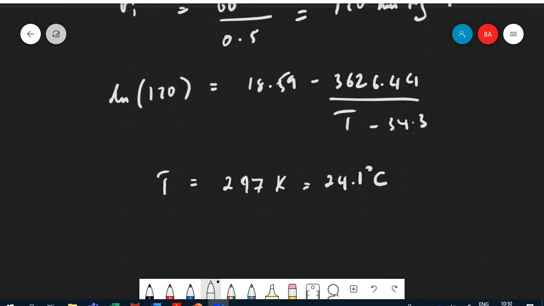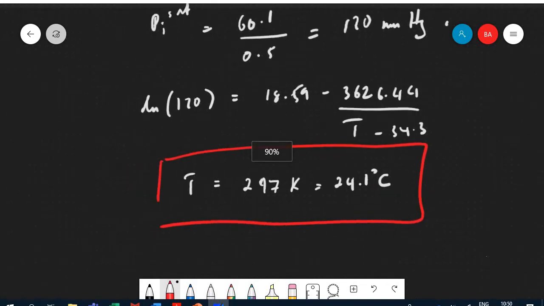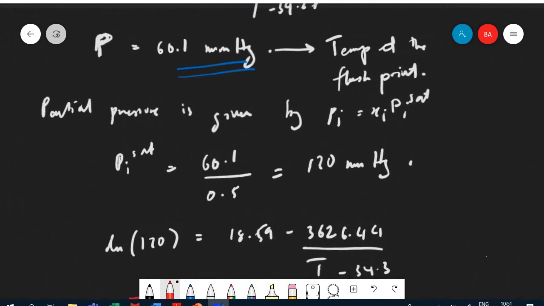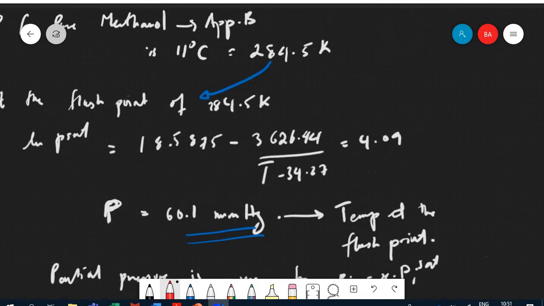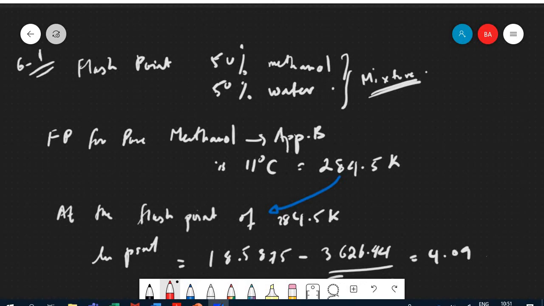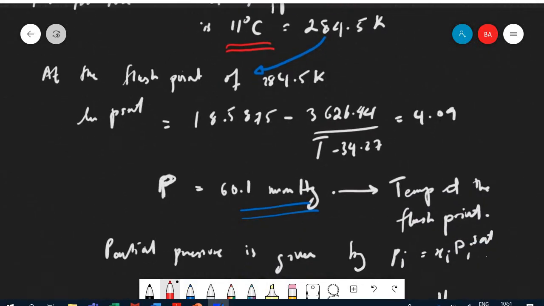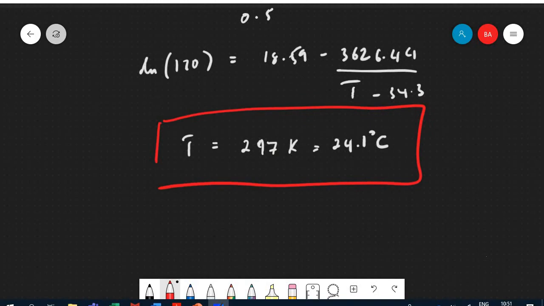Great. So that was the easy way, that was the calculation of this problem. And just to look at what the previous temperature was: for pure methanol, the temperature was 11 degrees centigrade. However, because I have a mixture here of 50%, what happened to the flash point temperature? It became higher.